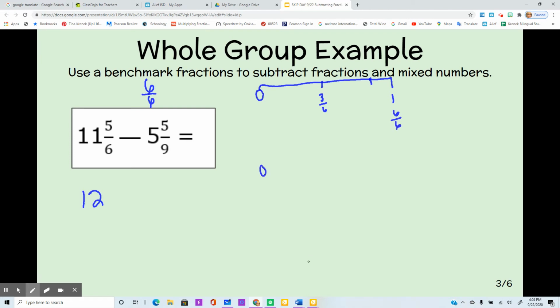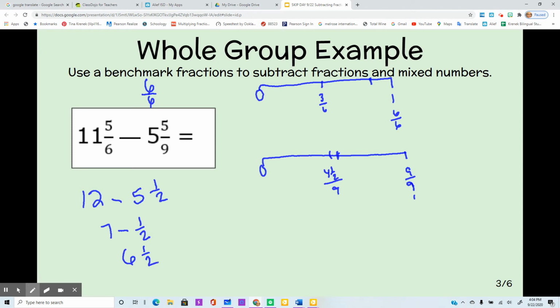Now, 5/9. So 9/9 is one whole, and 4.5/9 is your halfway point, and I have 5. So that's going to be closer to 1/2. So 12 minus 5.5. 12 minus 5 is 7. I still have to subtract the half. That gives me 6.5. I'll let you take your notes.